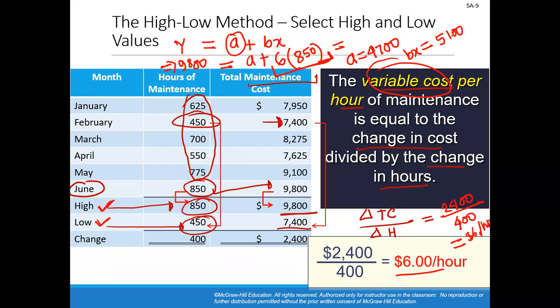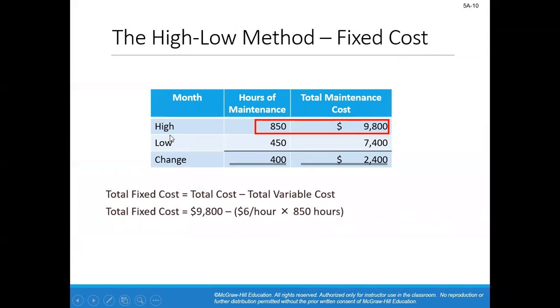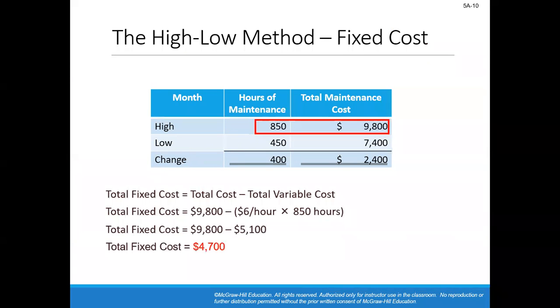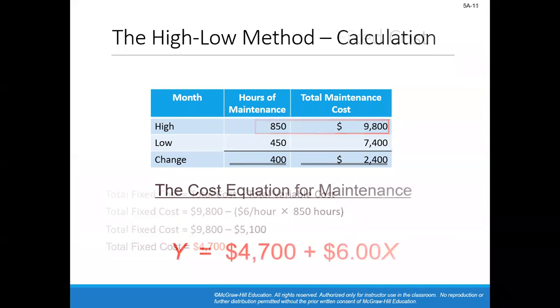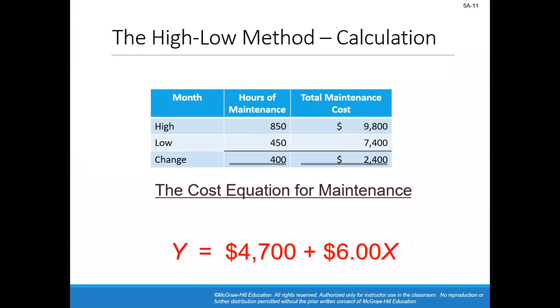So this is how we can capitalize on the high and low values from the information to find out the fixed and the variable. Let's see that we have solved it properly. The total fixed cost you estimated is 4,700. So can we write the cost equation for the mixed cost in this way, as we have solved A and B?